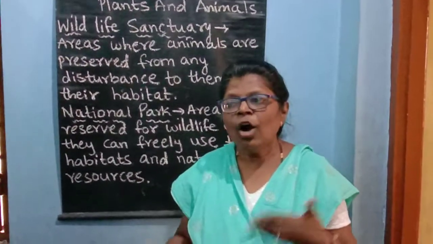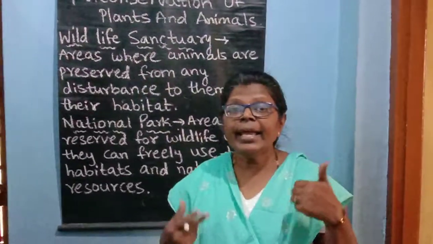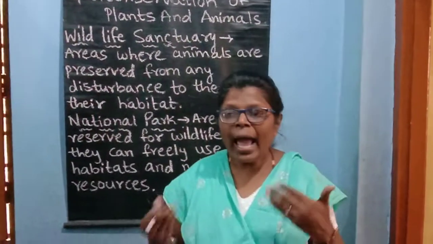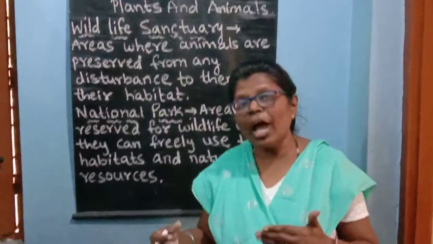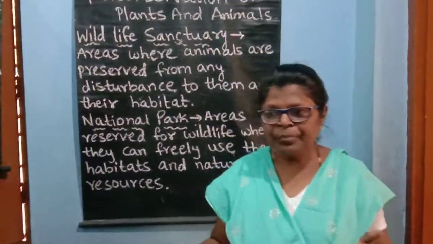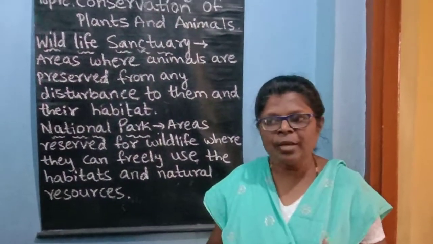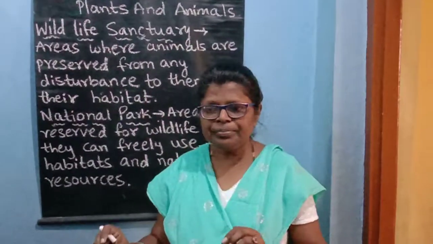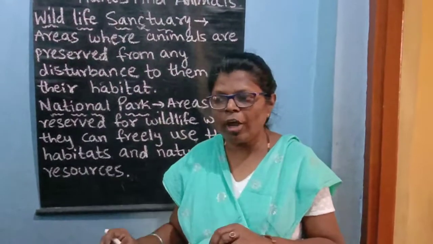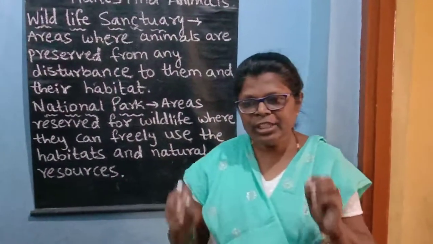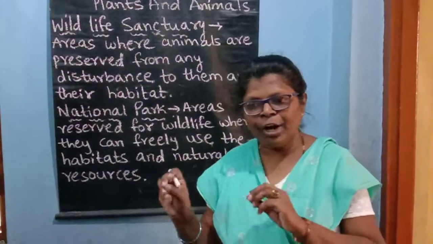Now let us see the consequences of deforestation. So first point is it increases the temperature and pollution level on Earth. It increases carbon dioxide in the atmosphere. Groundwater level gets lowered. It disturbs the balance in nature. It decreases rainfall and fertility of the soil. There will be increased chances of natural calamities like floods and droughts.